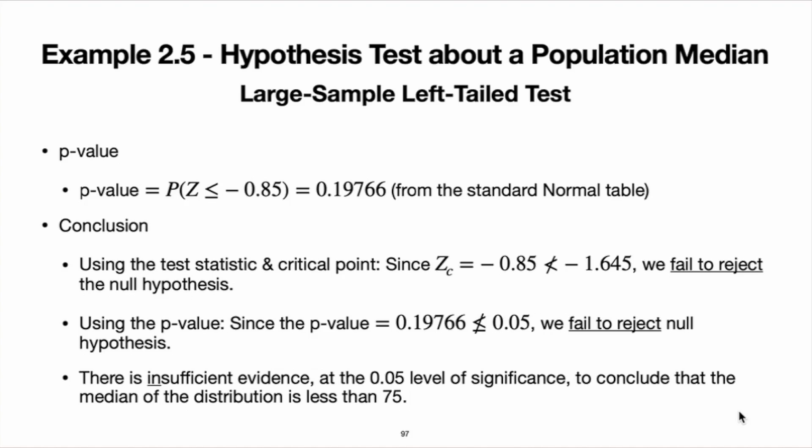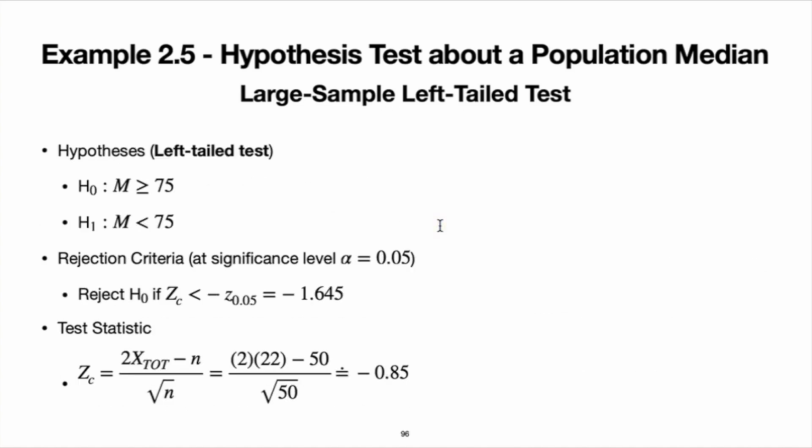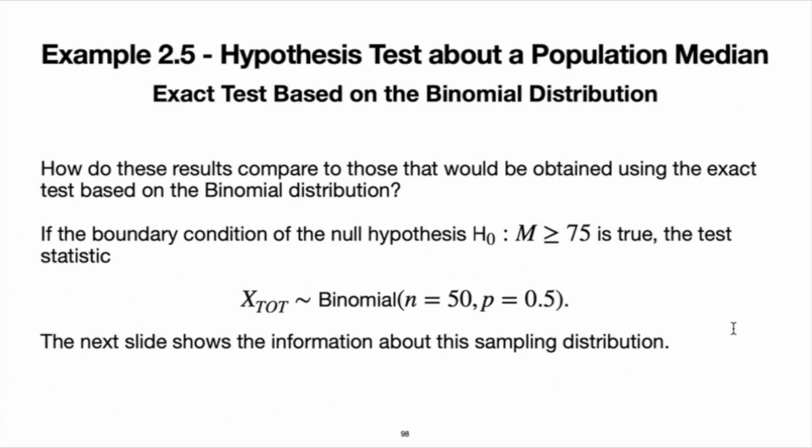Again, I want to emphasize that this p-value that we've calculated here is an approximate p-value. And going back to the previous slide, this critical point is an approximate critical point for a 0.05 level test. The reason that these are approximate is because the standard normal distribution is just an approximation to the sampling distribution of z-calc. Again, let's do this test using the exact procedure and then compare the results with the results that we got from the approximate large sample procedure.